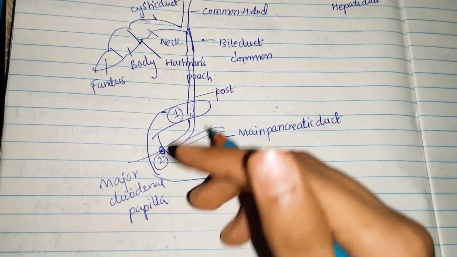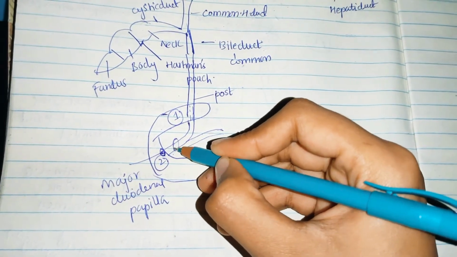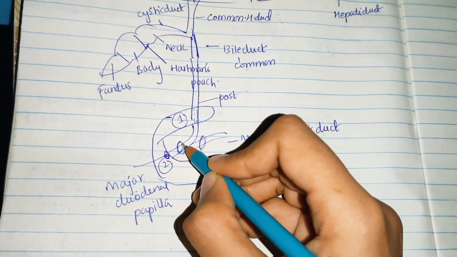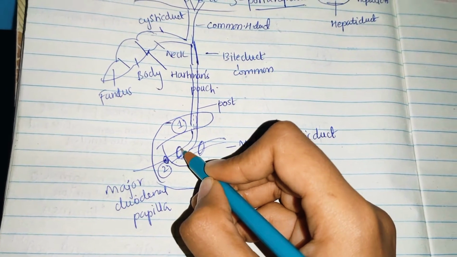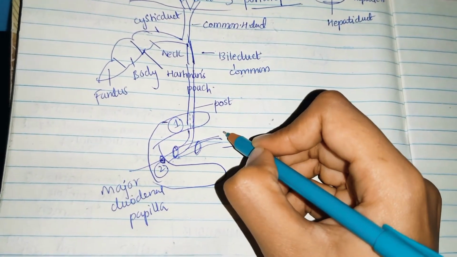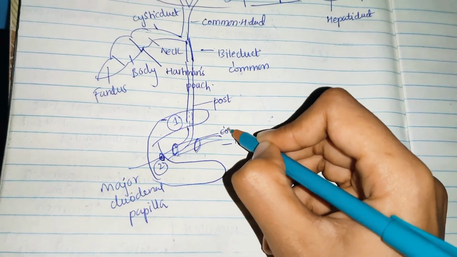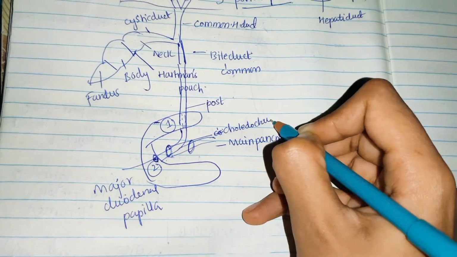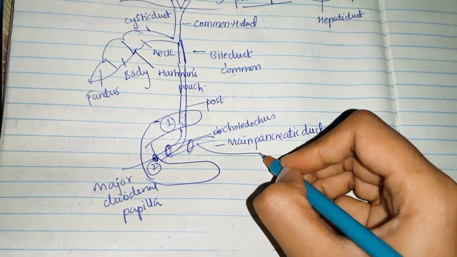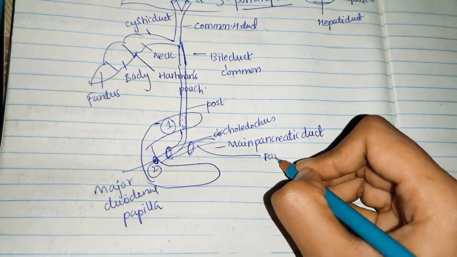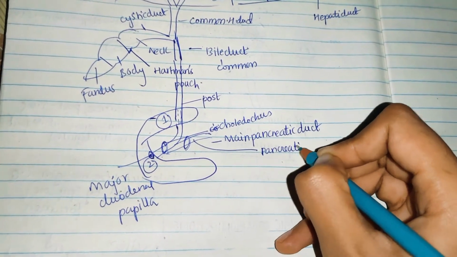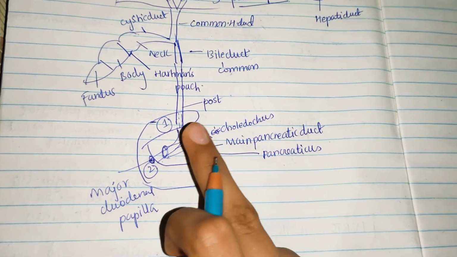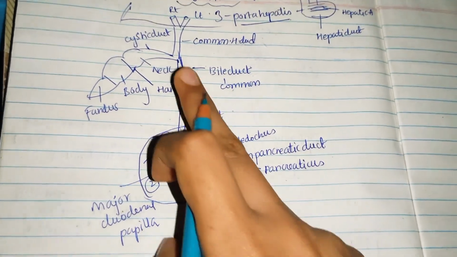If you see here, there are sphincters around the common bile duct, and there is also a sphincter around the main pancreatic duct. The sphincter around the bile duct is called the sphincter choledochus. The sphincter around the main pancreatic duct is the sphincter pancreaticus. So the sphincter pancreaticus is around the main pancreatic duct, and the sphincter choledochus is around the bile duct.